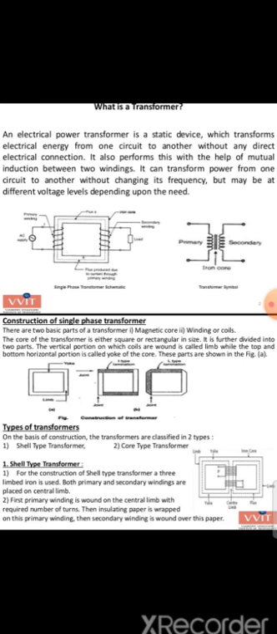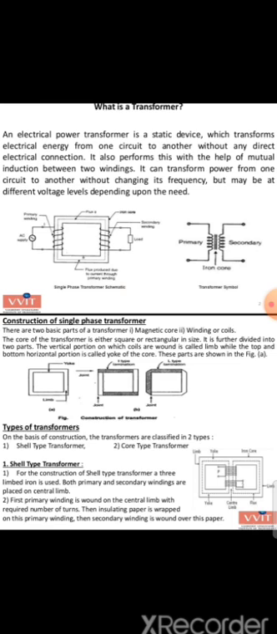Construction of a single phase transformer. There are two basic parts of a transformer: the magnetic core and the winding or coils. The core of the transformer is either square or rectangular in shape. It is further divided into two parts. The vertical portion on which the coils are wound is called the limb, while the top and bottom horizontal portion is called the yoke of the core. These parts are shown in the figure.